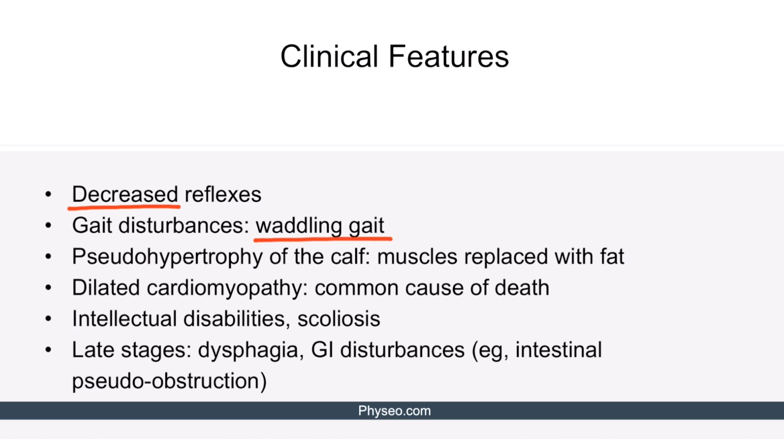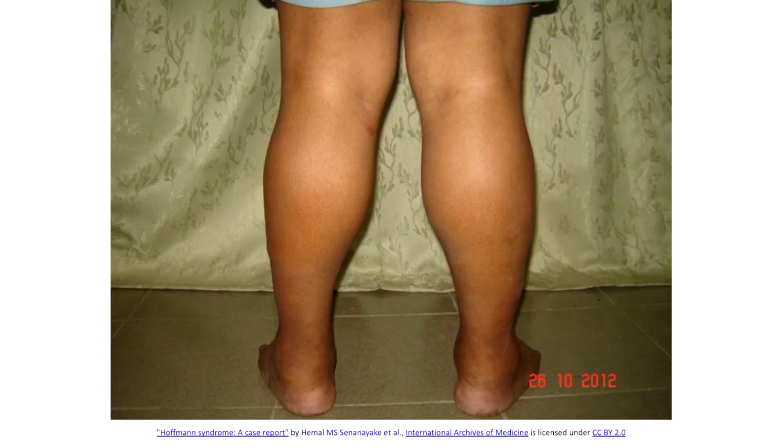A classic clinical feature is the pseudohypertrophy of the calf. Calf muscles appear hypertrophied, but it's not true muscle hypertrophy, and this occurs due to fat replacement of muscles. Here is an image showing pseudohypertrophy of calf muscles bilaterally.